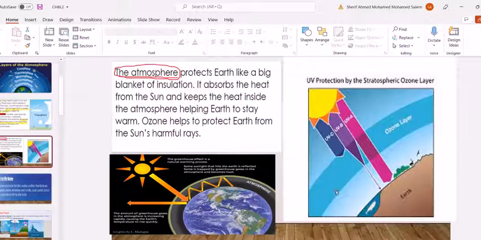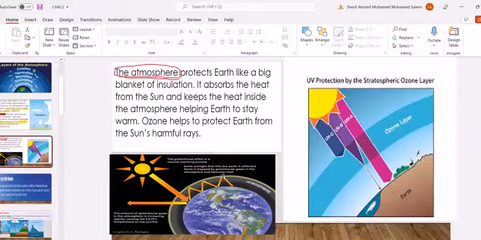Yeah. So the sun has harmful rays, so the ozone layer doesn't allow them to pass through it and go to the Earth. Okay? What is the importance of the atmosphere, teacher? I said the atmosphere has gases like oxygen, which is important for living things for respiration, and also carbon dioxide, which is important for plants to make their own food. Is there another importance of the atmosphere?